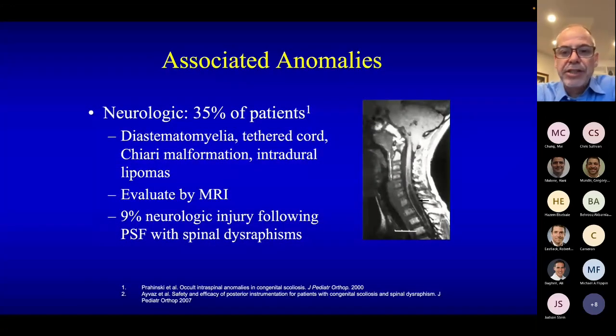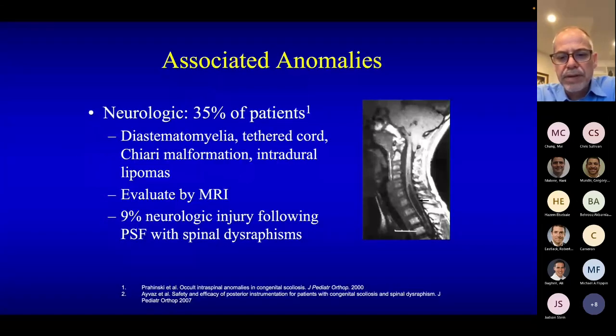In terms of neurologic, it's really about the spinal cord, right? So we went through the etiology a little bit pretty quickly, but essentially the spinal cord forms at the same time as the vertebral bodies. So if there's an anomaly that develops in the vertebral body, you have to be aware that there can be an anomaly in the spinal cord. And depending on the paper, this can be as high as 35-40%. The things that we worry about: diastematomyelia, tethered cord, Chiari malformation, and intradural lipomas.